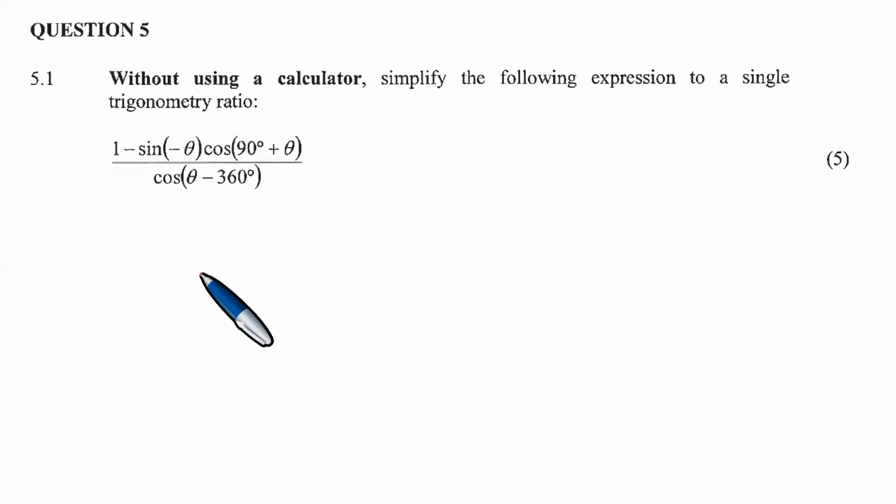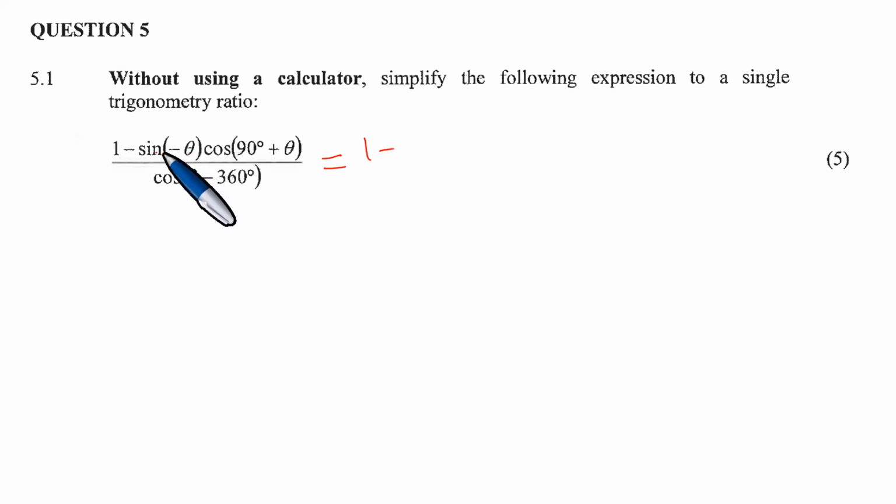The next question is about trigonometry. We shall enjoy a little bit of trigonometry of the second paper. Without using a calculator, simplify the following expression to a single trigonometric ratio. Right, so to simplify this one, we proceed as follows. We have the number 1. In which quadrant is minus theta? It is in the fourth quadrant.